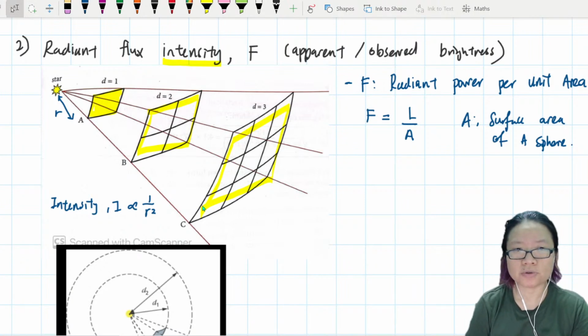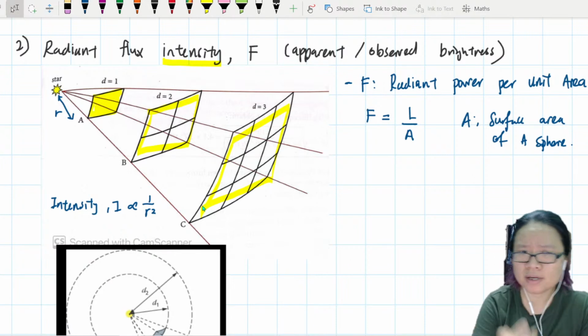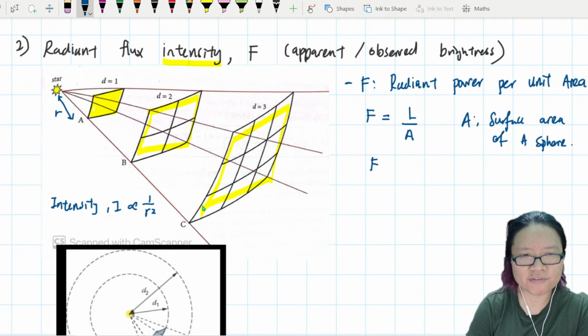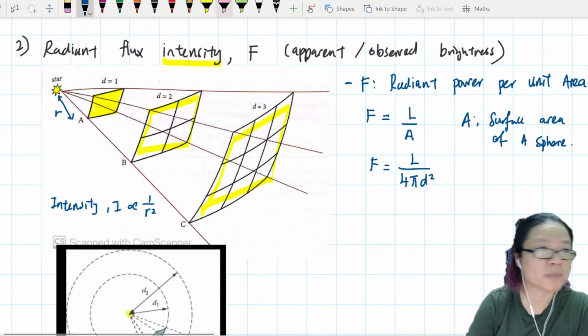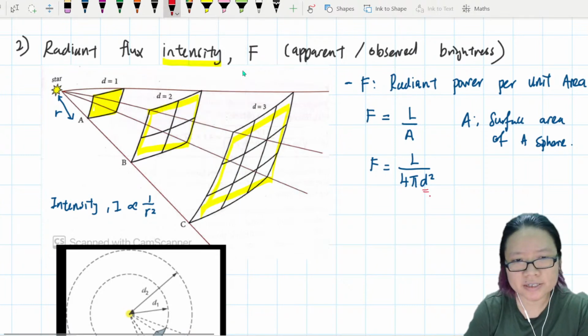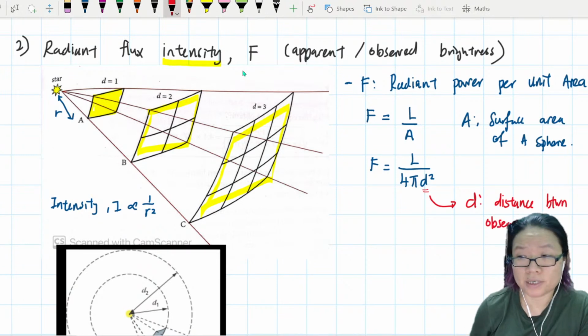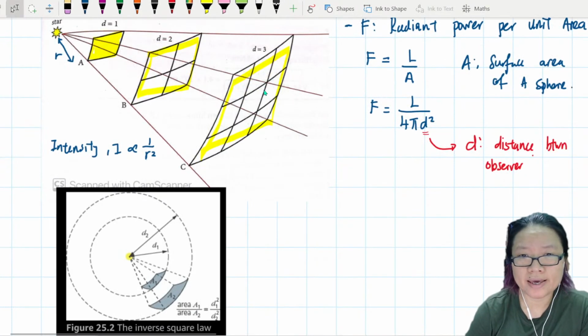Okay, so this A is a surface. It's like any other wave source. Like a speaker, you would treat it like a sphere as well. That's why we have the inverse square law, where F will be equal to L over 4 pi d squared. Area of a sphere. All right. So let me contextualize first. D here is the distance between the observer, probably us on Earth, and the object or the star. Okay.